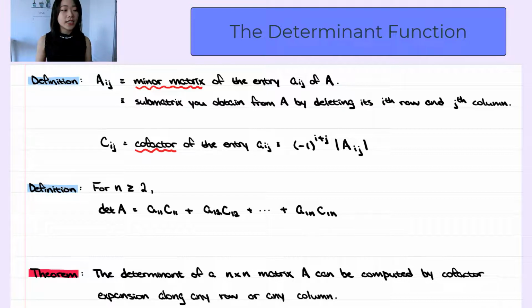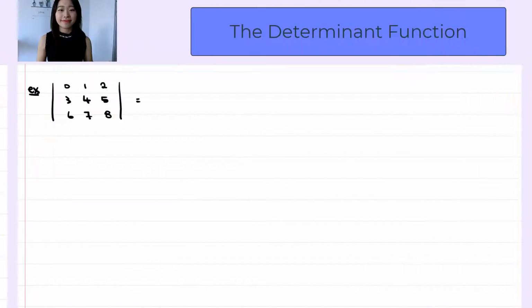And the theorem says we can find the determinant of a matrix by cofactor expansion along any row or any column. The example I gave, I was using cofactor expansion along the first row, but we can actually find the determinant of a matrix along any row or any column. Let's look at this example. Let's find the determinant of the matrix along the first row and the first column, and let's check whether we'll get the same results.